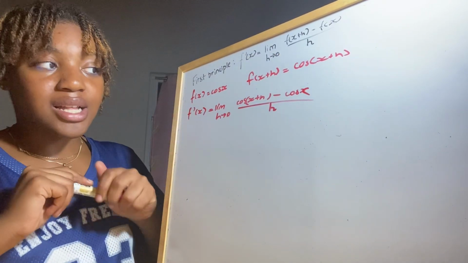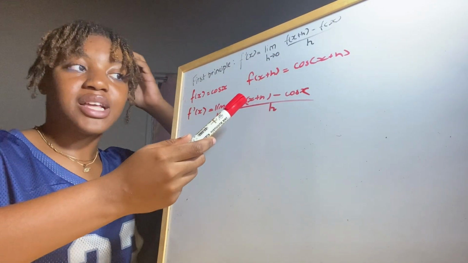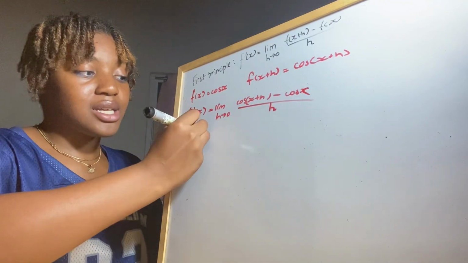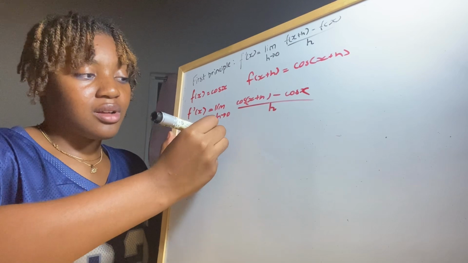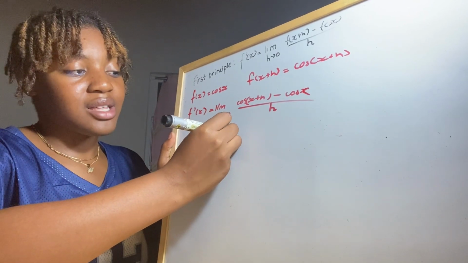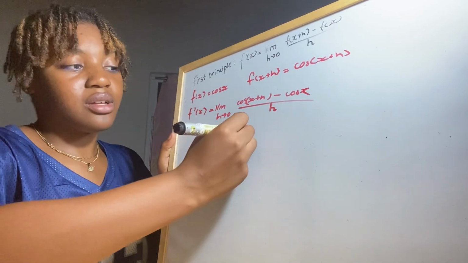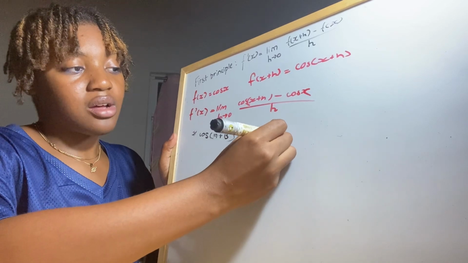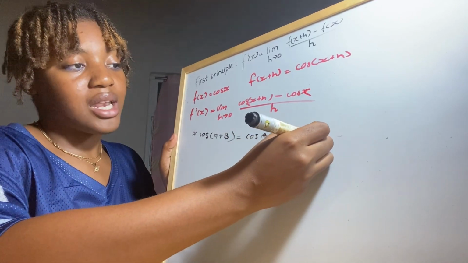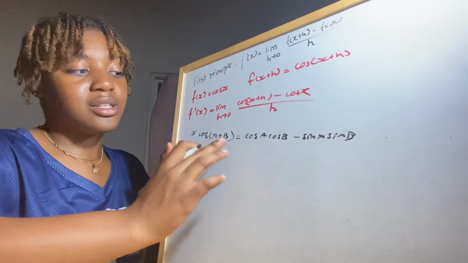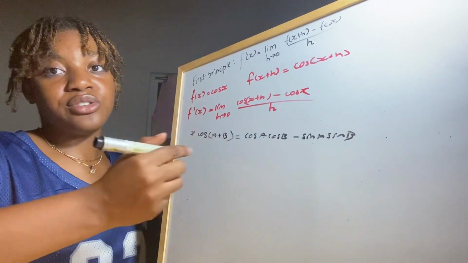Next thing is that since we have cos of x plus h, please recall the trig identity that when we have cos and then we have two angles being added together, let's say the angles are a plus b, basically, we're going to have cos a cos b minus sine a sine b. So this is our other form to write this, and that is what we're going to use right here.